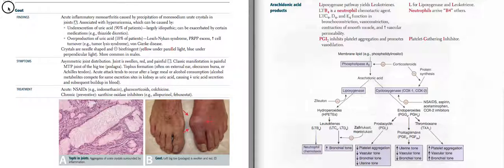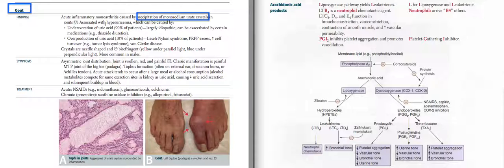Okay, so let's start off here with gout. Now, gout is a very high yield pathology, and it's a monoarthritis that is caused by precipitation of monosodium urate crystals, okay? And the practice tests want us to know that because this sets it apart from its counterpart, pseudogout, whose symptomatology is brought upon by precipitation of calcium pyrophosphate crystals.